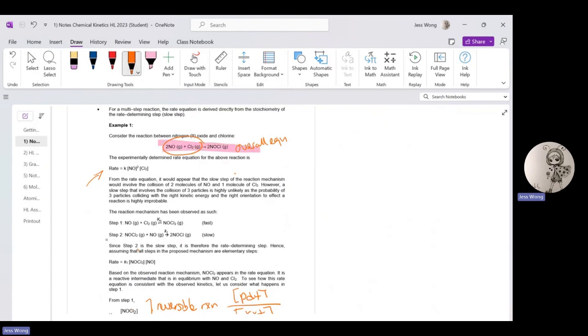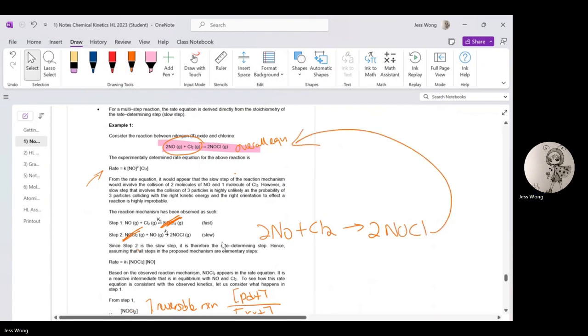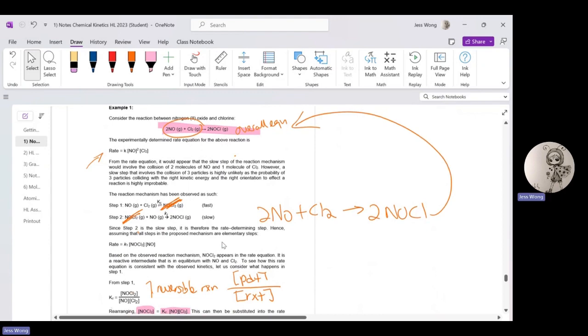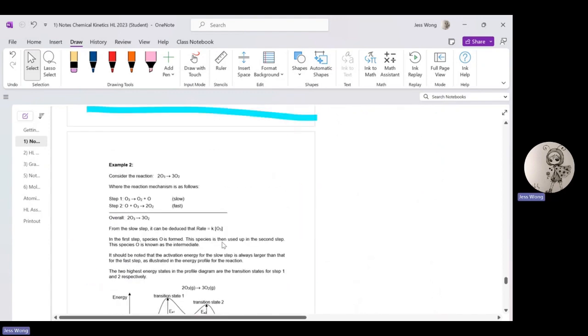If you sum up these two equations, you will find that the intermediate cancels out. What you're left with is 2 NO plus Cl2, giving 2 NOCl, and it matches my overall equation. Okay, so we will look at one more example.